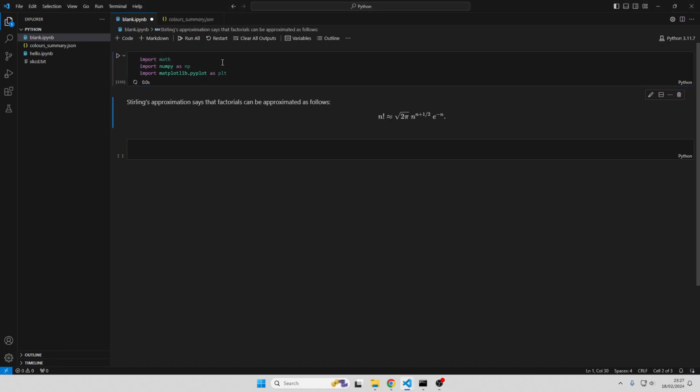We're going to need to import the usual libraries. We're going to need to talk about factorials, and the factorial function is in the math library, so we're going to import math as well.